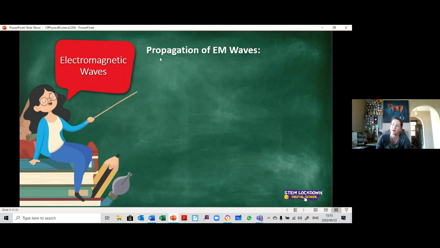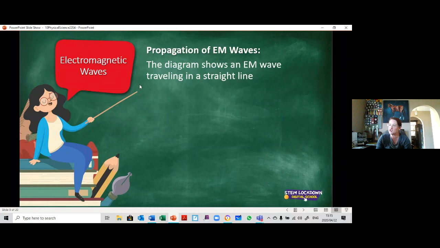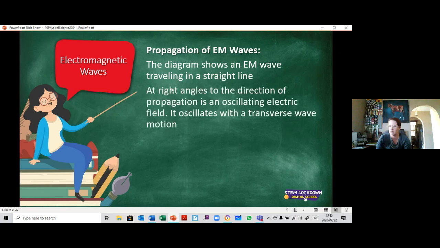So that diagram shows the wave traveling in a straight line. Remember, bottom left to top right. At right angles to the direction of propagation is an oscillating electric field. It oscillates with a transverse wave motion.